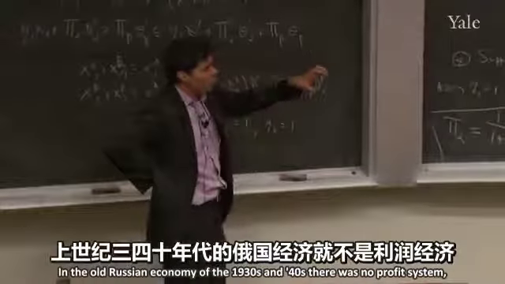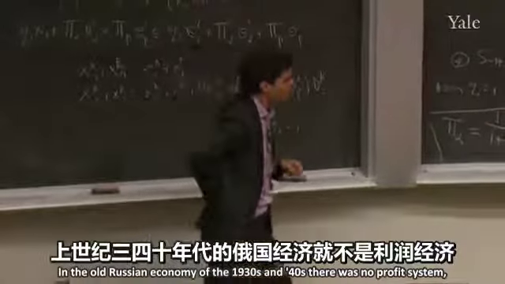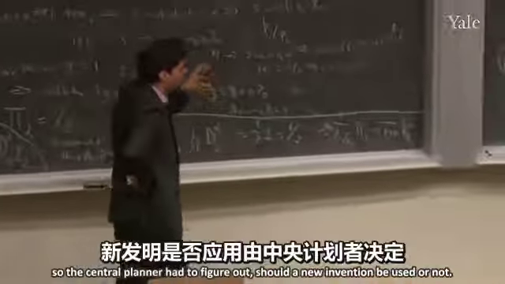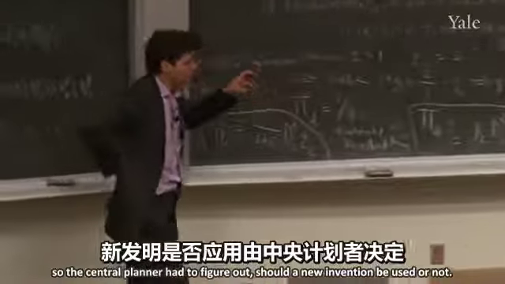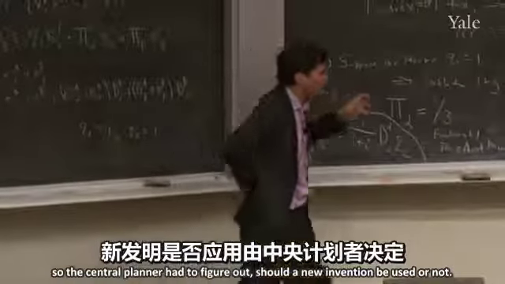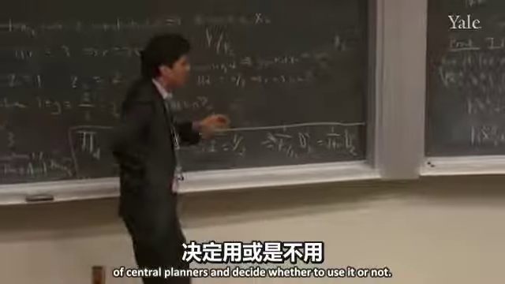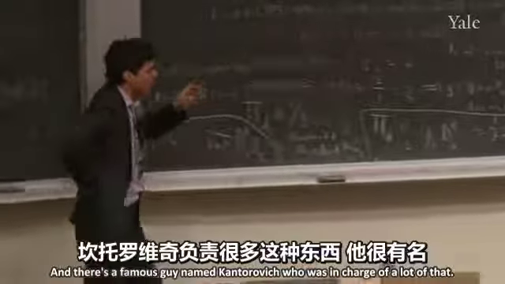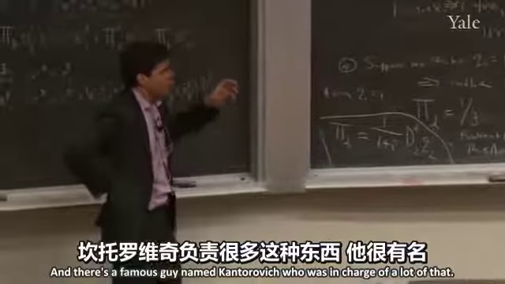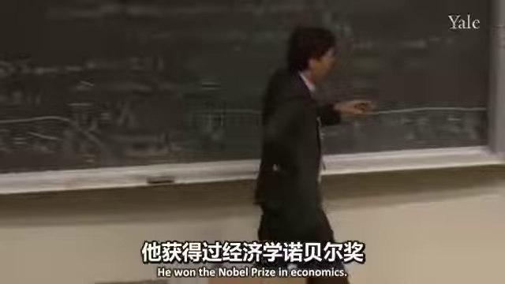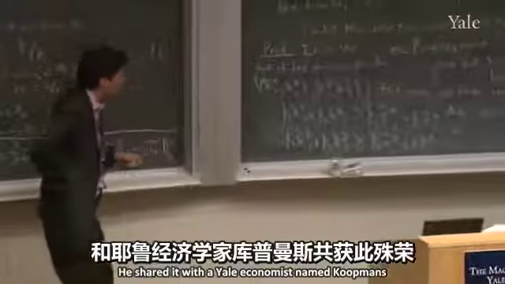In the old Russian economy of the 1930s and 40s, there was no profit system. So the central planner had to figure out, should a new invention be used or not? So every time there was a new invention, a committee had to get together of central planners and decide whether to use it or not. And there was a famous guy named Kantorovich who was in charge of a lot of that. He won the Nobel Prize in economics. He shared it with a Yale economist named Koopmans.